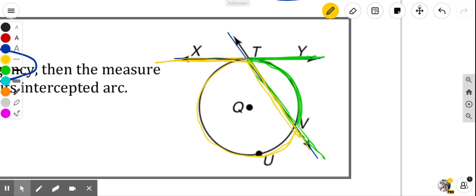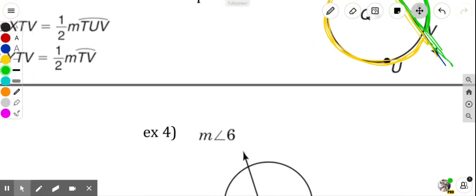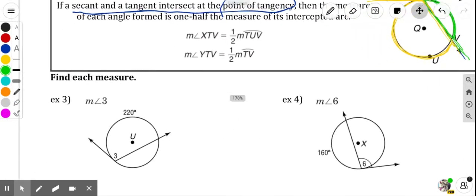So arc VUT. See how on either side of the secant, we have an angle with its arc. Same thing on this side, the angle with the arc. And again, the angle is half the measure of the arc. So we're going to do a few examples here.